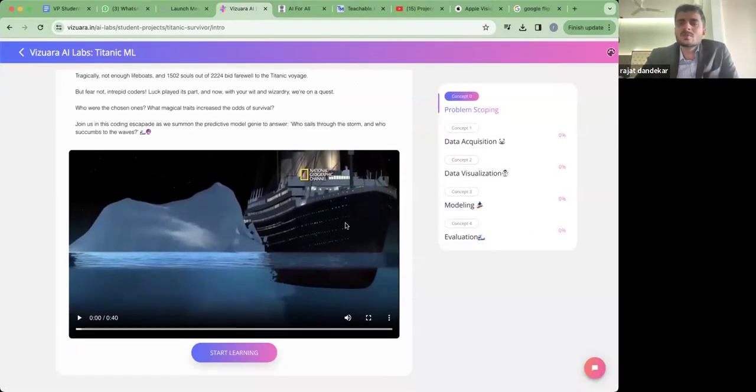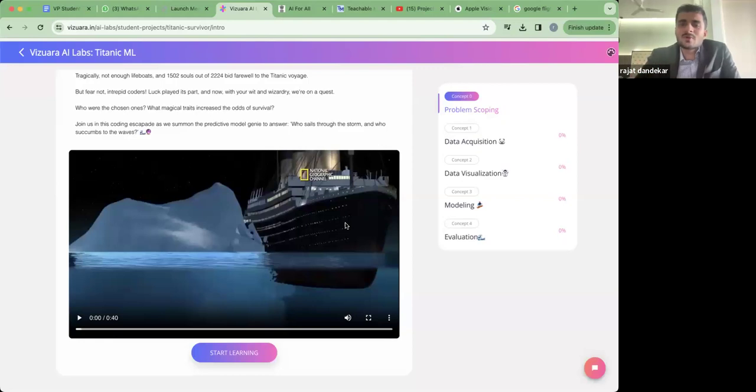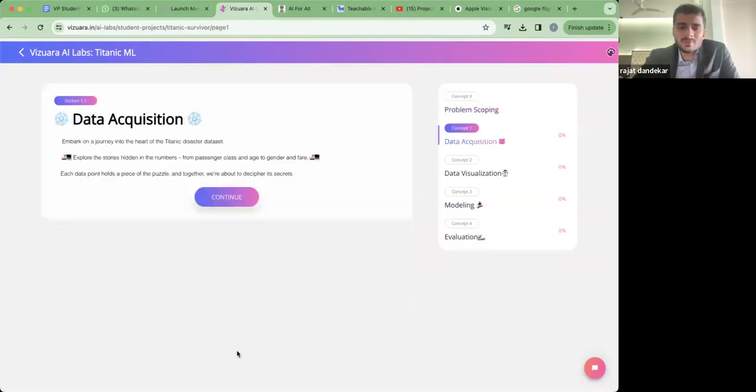Problem scoping is where we try to understand what kind of problem we are looking at. We are looking at a very specific problem and trying to understand what would increase the odds of survival of a particular person. Then we'll try to predict what our own chances of survival would be if we were onboard the Titanic ship. So let's go to the next page, which is data acquisition. Data acquisition is actually one of the most important steps when you are building any sort of artificial intelligence model.